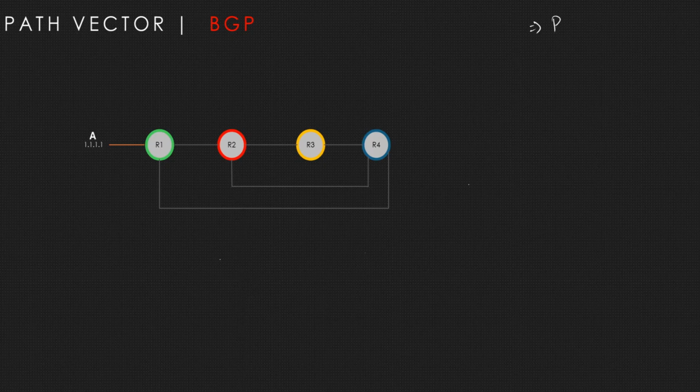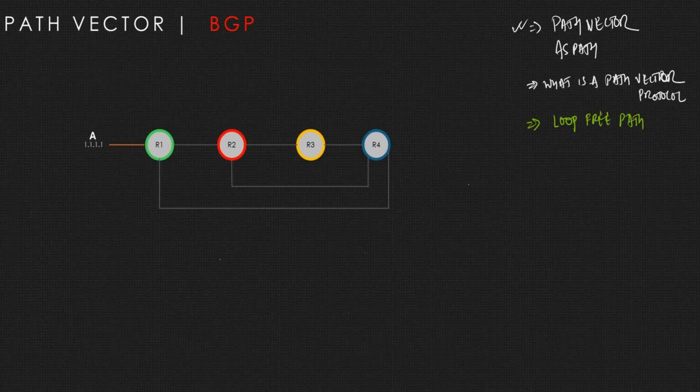So BGP is a path vector protocol. Like we have link state routing protocols and distance vector routing protocols, we have path vector protocols as well. BGP is referred to as a path vector routing protocol because it uses the AS path as a vector, basically to prevent routing loops. We'll discuss this. Basically, what is a path vector protocol?